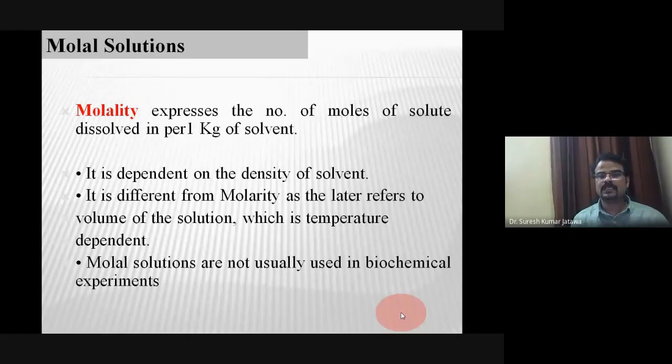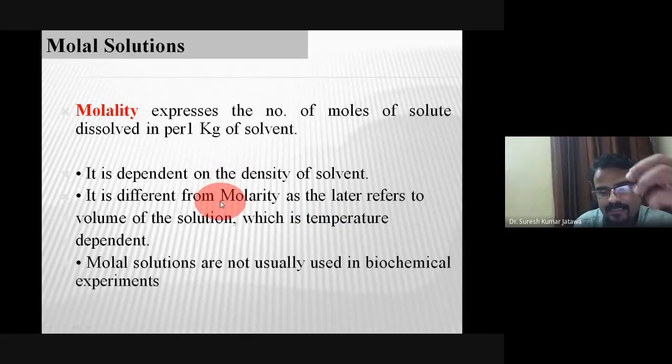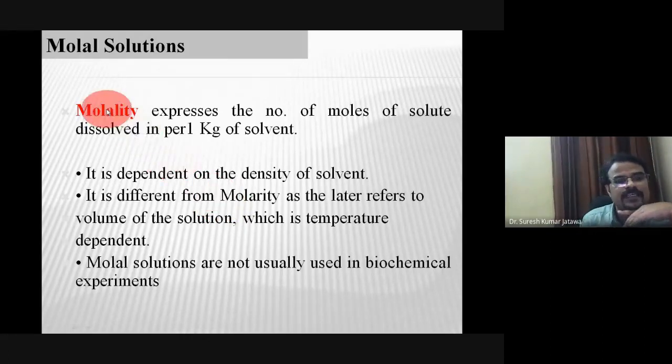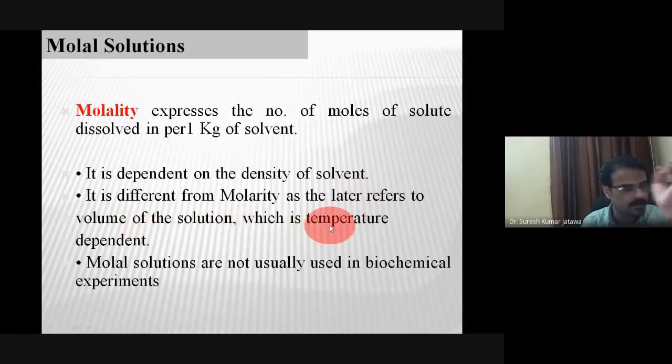Molarity expresses, as we discussed, the number of moles of solute per liter of solution. Here a different thing is molality. So molality expresses the number of moles of solute dissolved per kg of solvent. It is dependent on the density of the solvent. It is different from molarity, as the latter refers to the volume of the solution, which is temperature dependent. Molar solutions are not usually used in biochemical experiments.